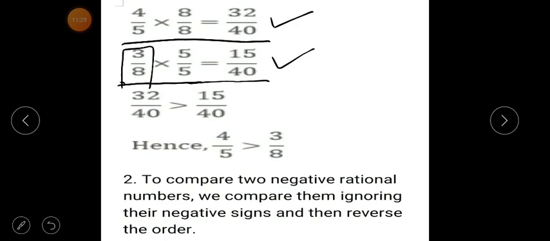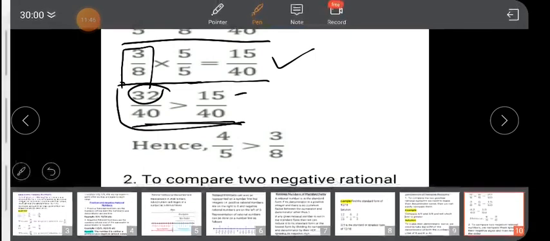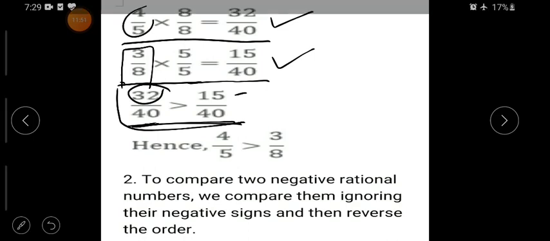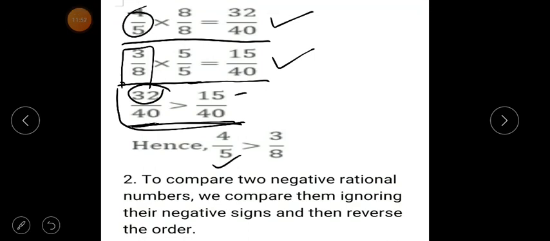Now we can easily compare these. As denominators are the same, we can easily see that 32 is greater than 15. So 32 upon 40 would be greater than 15 upon 40. Now 32 upon 40 means 4 by 5, and 15 upon 40 is 3 by 8. So 4 by 5 is greater than 3 by 8.